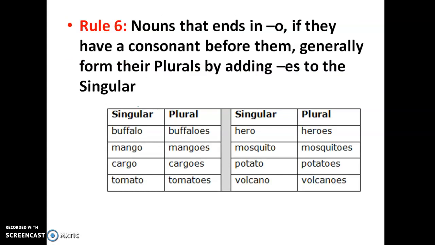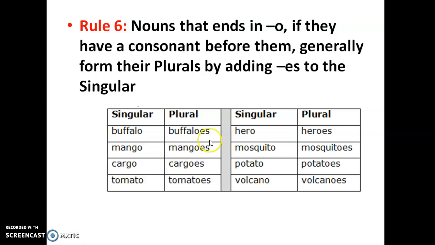Nouns that end in O, if they have a consonant before them, generally form their plurals by adding ES to the singular. Okay, let's see the example. Buffalo. It is ending with O and it is having a consonant L. Then how will the plural be? The plural will be formed by adding ES to the singular noun.